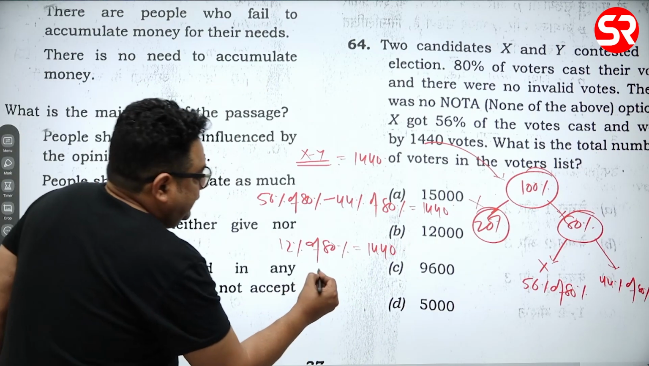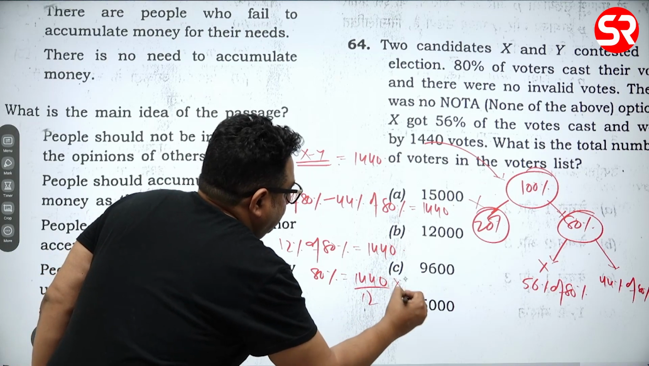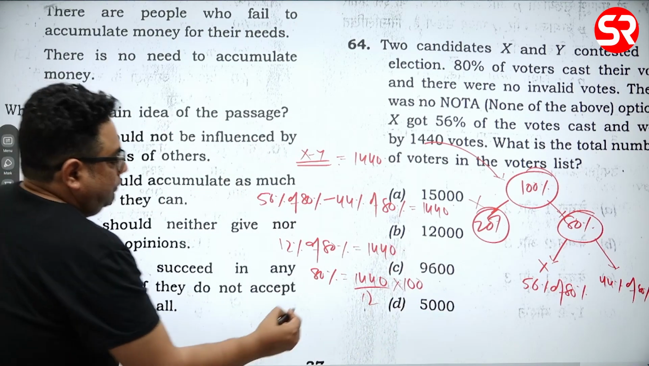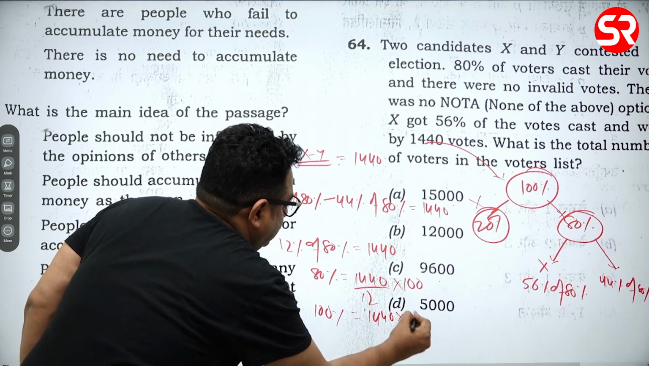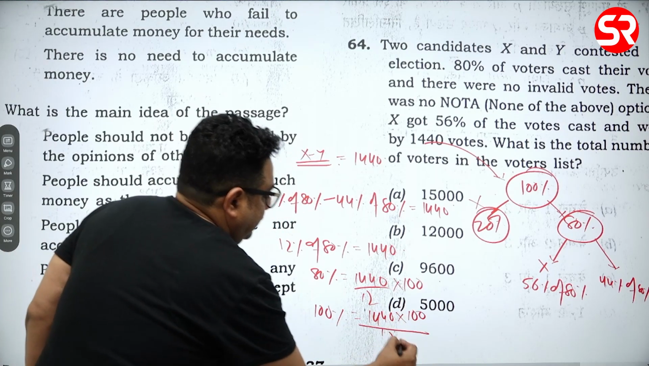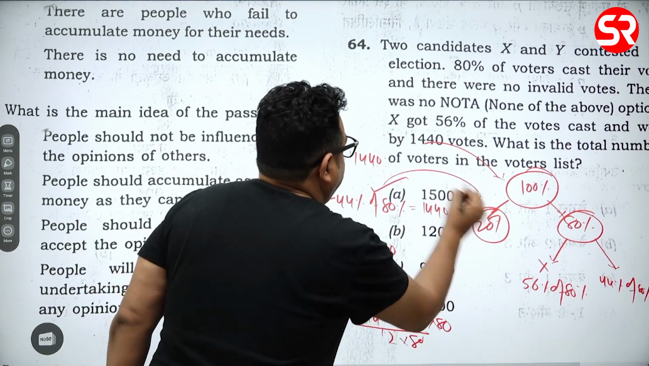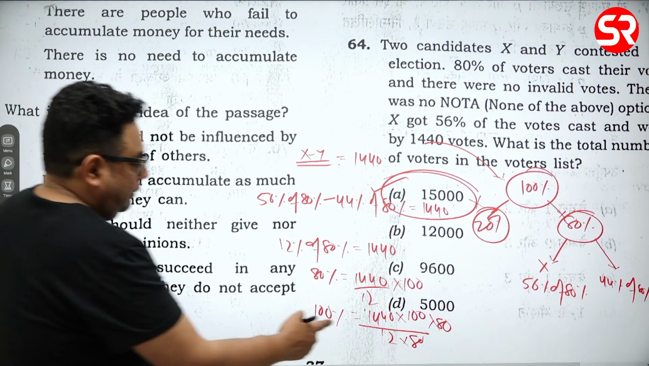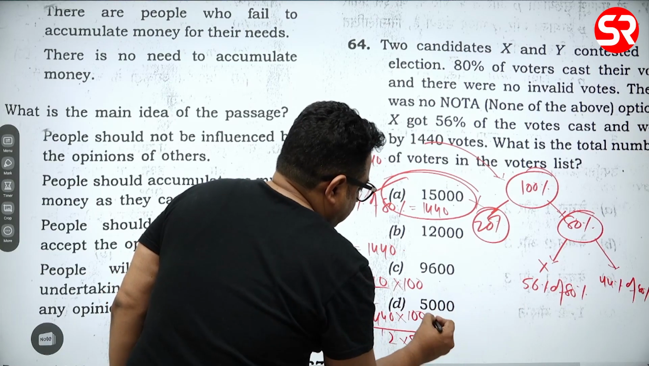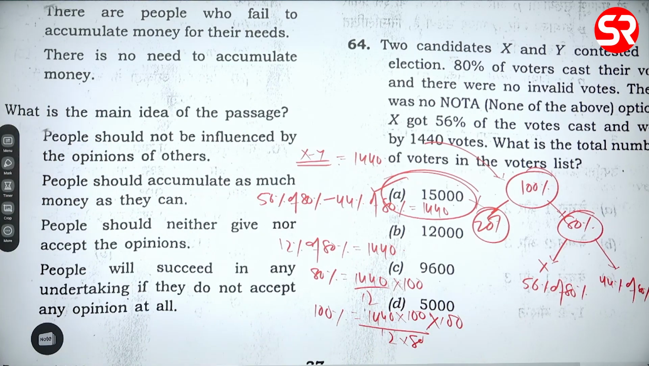So what is 80%, guys? 80% would be 1440 upon 12 into 100. So what would be 100%? 100% would be 1440 into 100 upon 12 into 80 into 100. Solve it. You get 15,000 as your answer. I think you should have done it. This is upon 80 and this would be into 100. Easy piece of cake.